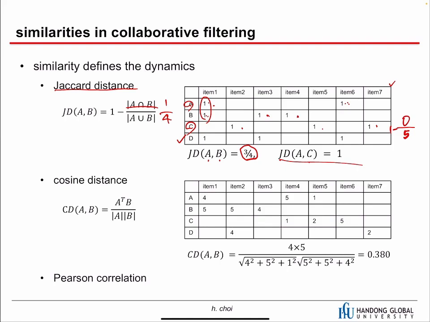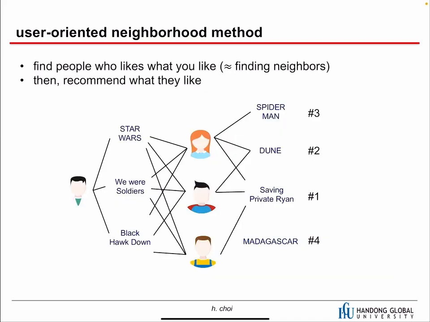And the next one is cosine distance. I think you already know how to calculate this. You just consider this as a vector, and another vector, and another vector. So we simply calculate the cosine distance between these vectors. That's easy. Or we can use Pearson correlation, or if you want, you can come up with a new distance. You can design your own distance.